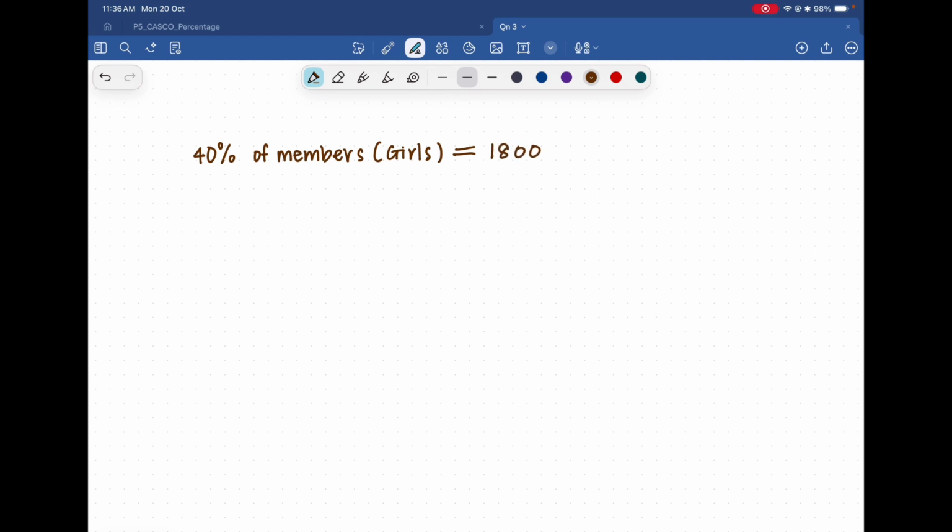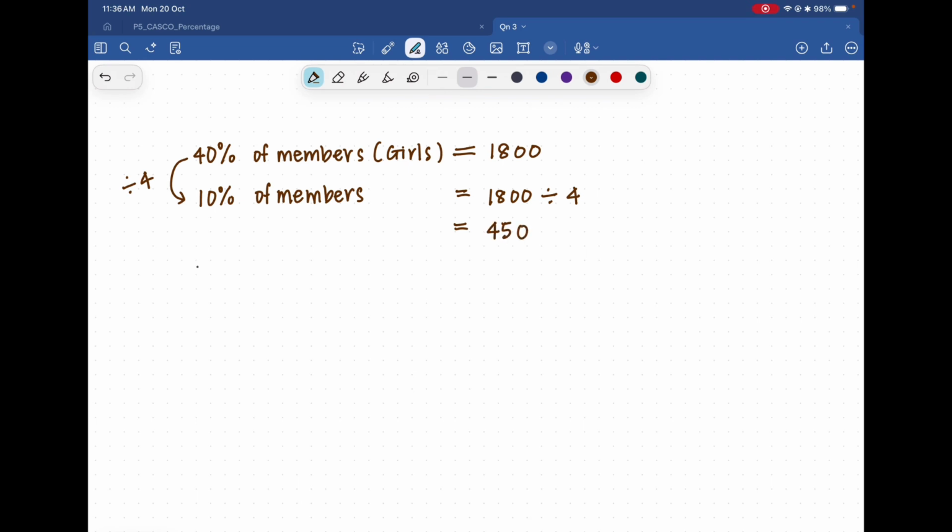So we can either find 100% of the members first to find the number of boys, or we can directly find 60% of the members to find the number of boys. How do I do that? First, I'll find 10% of the members. So I will need to take 40% divided by 10. So here it will be 1,800 divided by, not 10, divided by 4. 1,800 divided by 4 is 450.